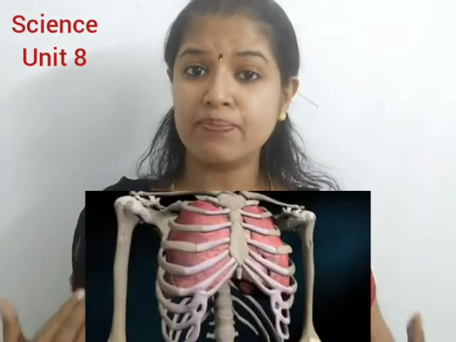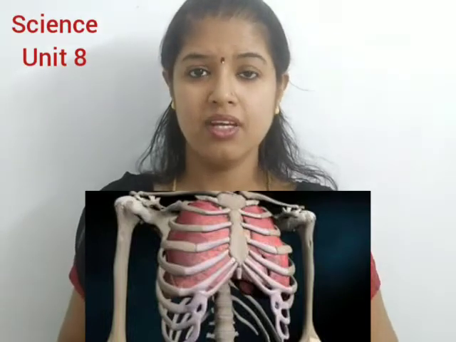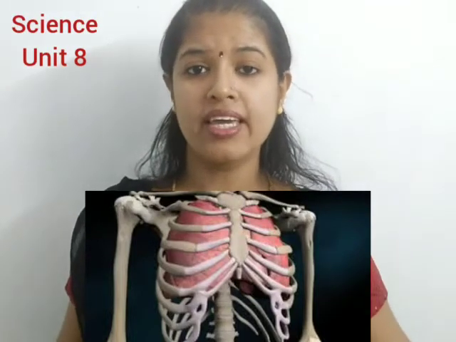Now the trachea, the bronchi and the lungs, that entire part, is called the chest cavity or the thoracic cavity. This thoracic cavity is protected by the ribs, which is called the rib cage. So this is the structure of the human respiratory system.